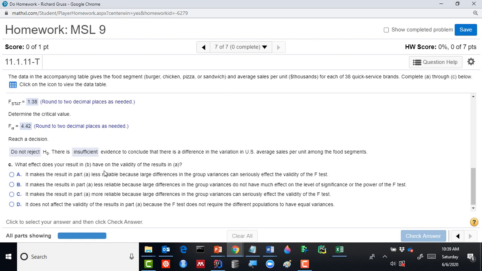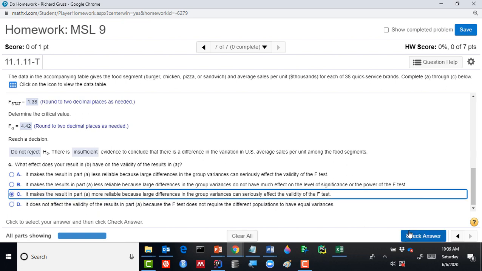So what does this mean? This makes the ANOVA that we did in the first part more reliable, because differences in the group variances can impact the validity of the F test. Let's see which of these corresponds to that. Does it make the result in part A less reliable? No. It makes the result in part A more reliable, because large differences in the group variances can seriously affect the validity of the F test. That sounds right to me.